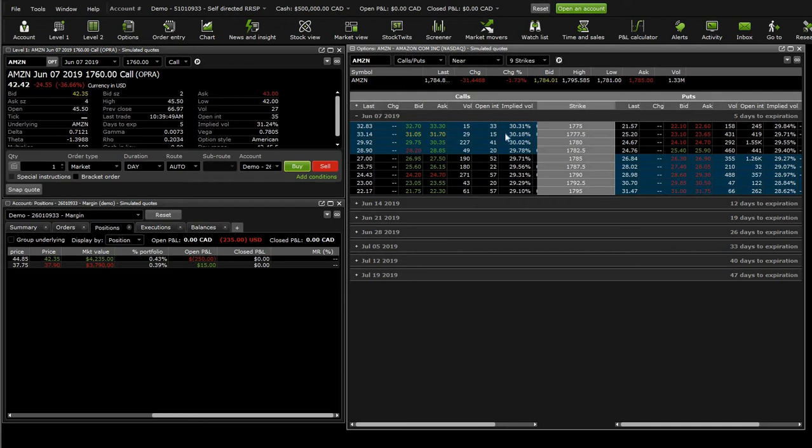The left side is calls, the right side is puts. We have the bid and the ask. This is the same as trading stocks. You just got to be careful, because sometimes the spreads on options can get really big and you're multiplying that by 100. If you're buying 10 contracts and you're paying a 50-cent difference, that's $500. So you just want to be really careful with your bid and your asks.